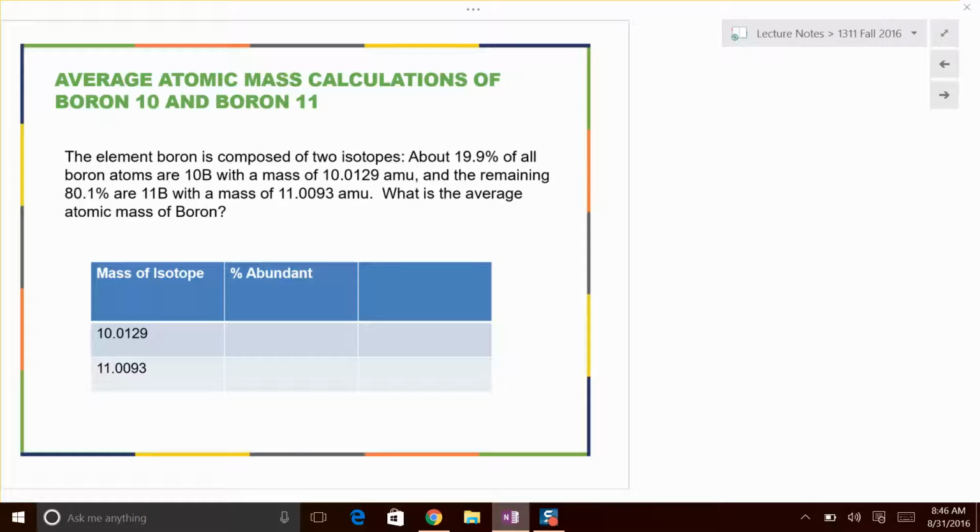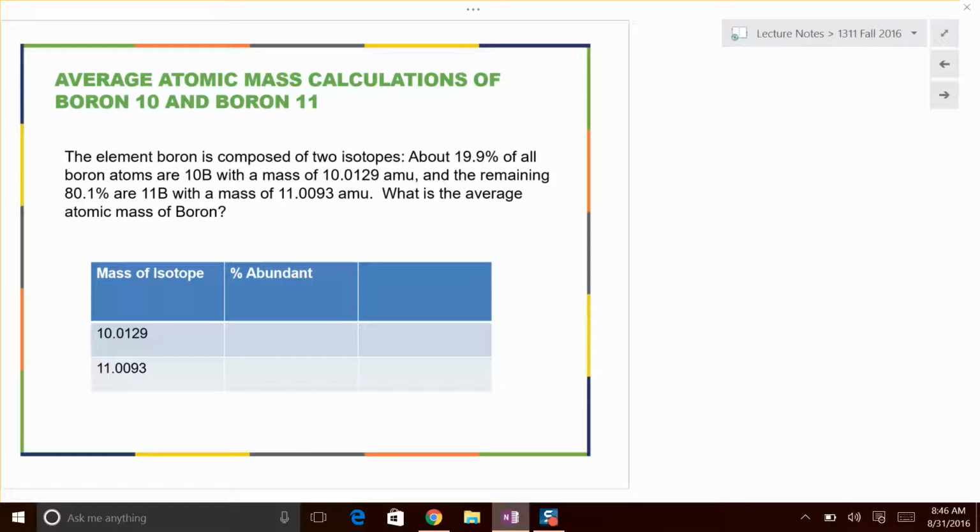It's a weighted average. So you determine the mass of the isotopes and the percent. And I would recommend making a chart like this. This is how I would set it up when you're calculating these. Okay? So the element boron is composed of two isotopes. About 19.9% of all boron atoms are boron 10 with a mass of 10.0129 atomic mass units. And the remaining 80.1% are boron 11 with a mass of 11.0093 atomic mass units.